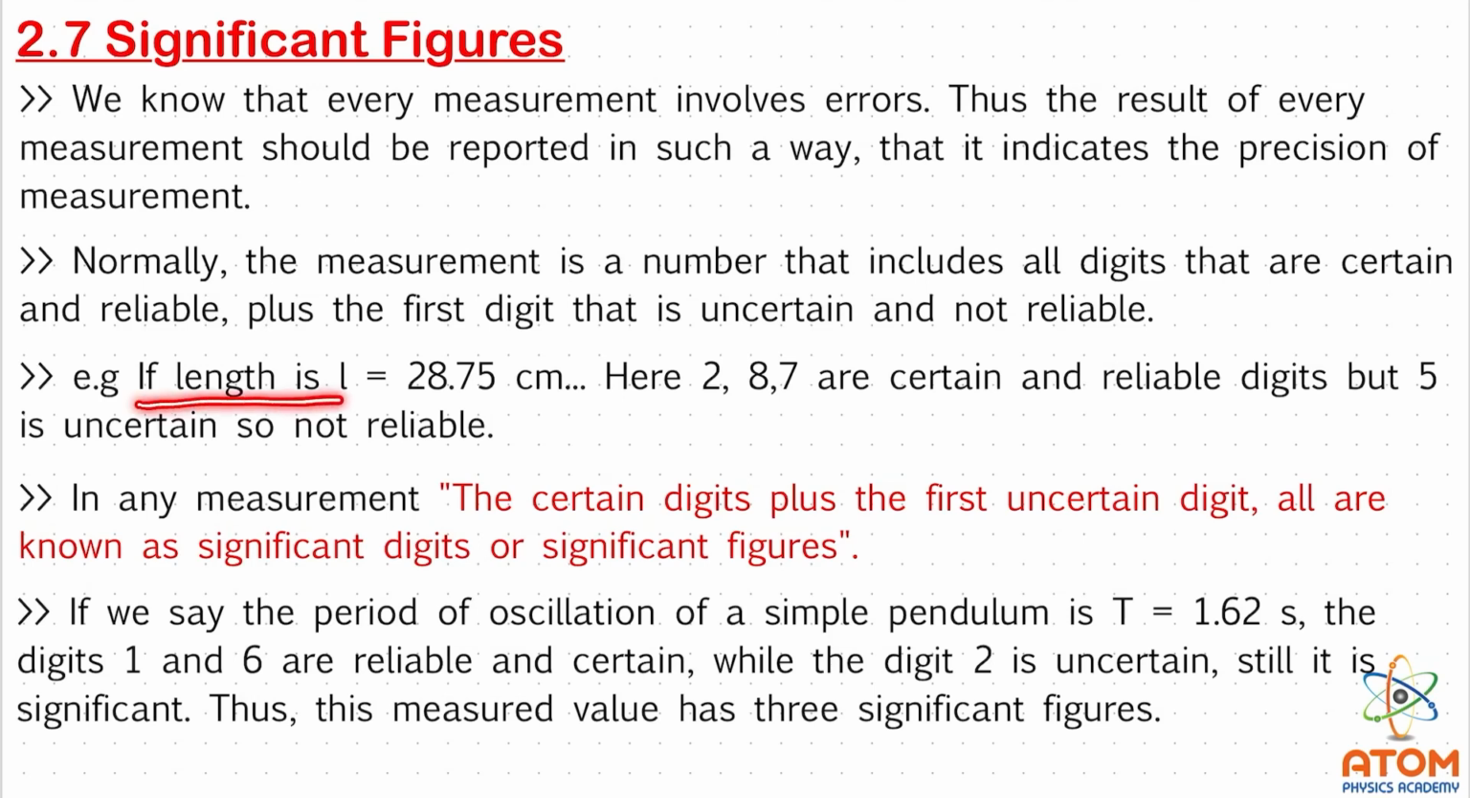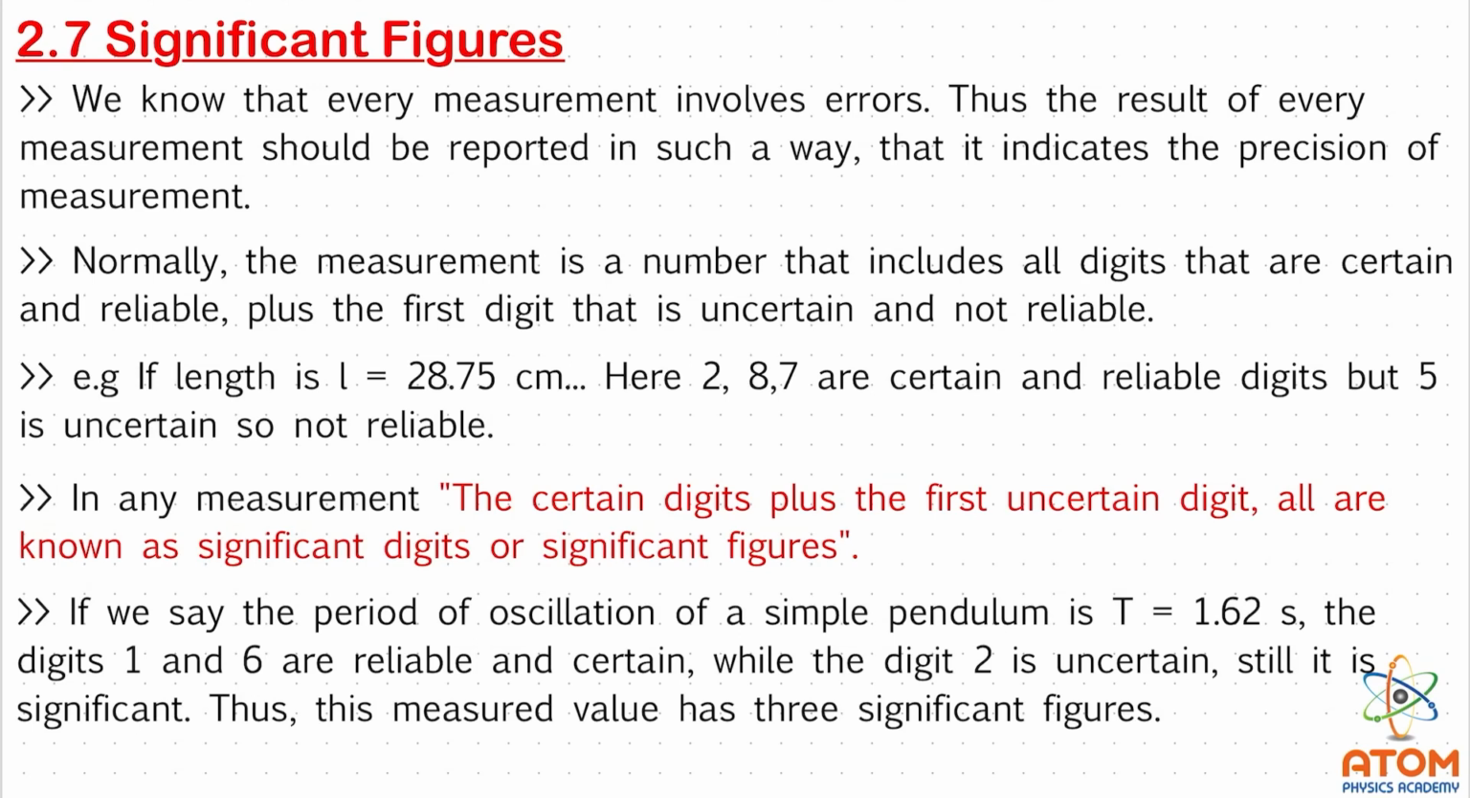If length L is given as 28.75 centimeter, then here 2, 8 and 7 are certain and so they are reliable digits. But the digit 5 is uncertain and so it is not reliable. See, in this measurement, this 2, 8 and 7 all are certain, but this 5 is not certain. Why is it not certain? Because we don't know what is there after 5.